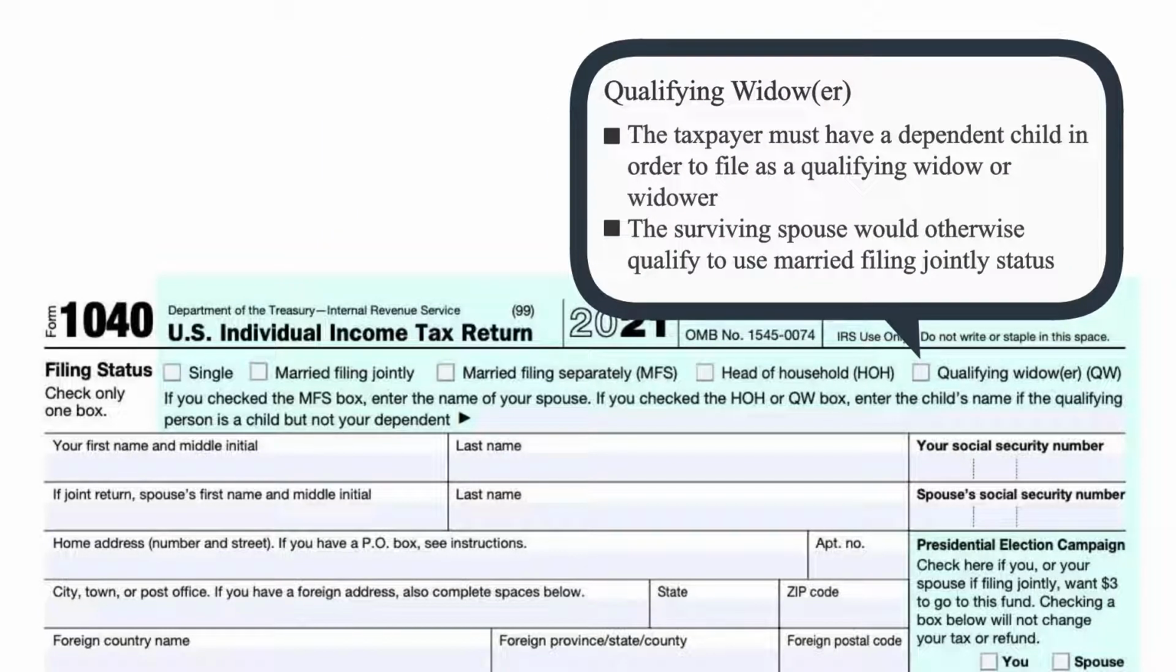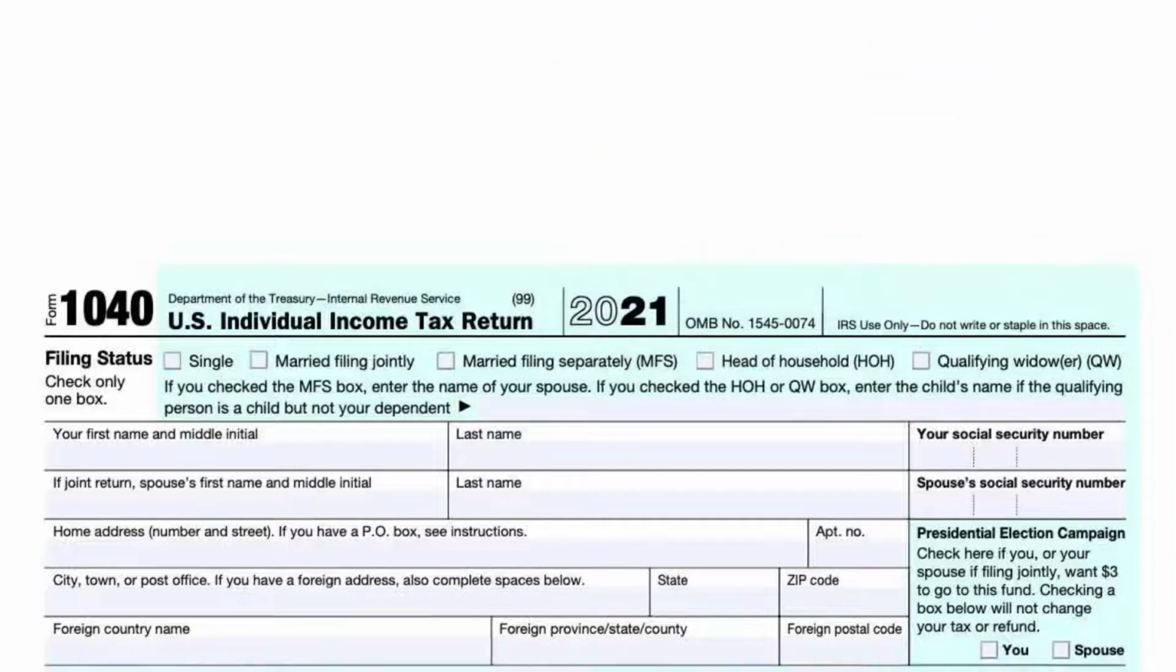This filing status allows one to retain the benefits of the married filing jointly status for 2 years after their spouse's death. To qualify, the taxpayer must have a dependent child. In the year of death, the surviving taxpayer can then use married filing jointly as their filing status for that year if the surviving spouse would otherwise qualify to use that status.